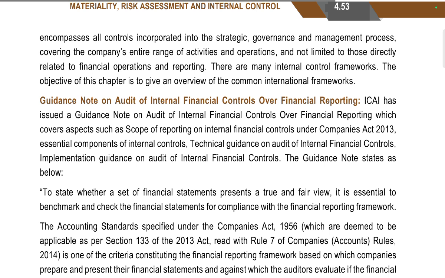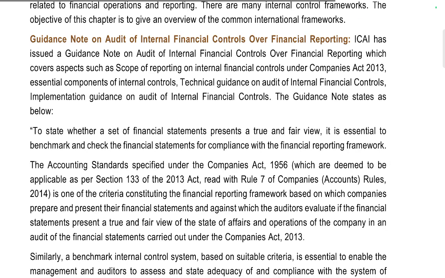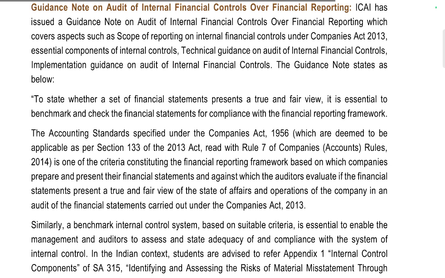There are many internal control frameworks. The objective of the chapter is to give an overview of a common international framework. Guidance note on audit of internal financial control over financial reporting. ICAI has issued a guidance note on audit of internal financial control over financial reporting, which covers the aspects of scope of reporting on internal control under the Companies Act 2013. Essential components: internal control, technical guidance on audit of internal financial control, and implementation guidance on audit of internal financial control.